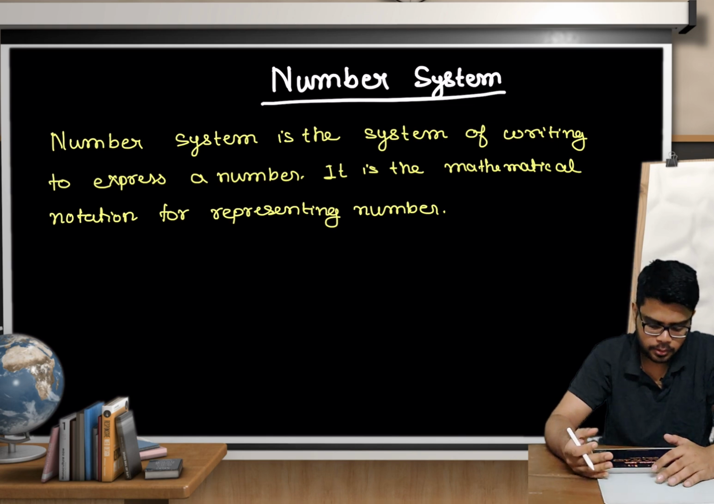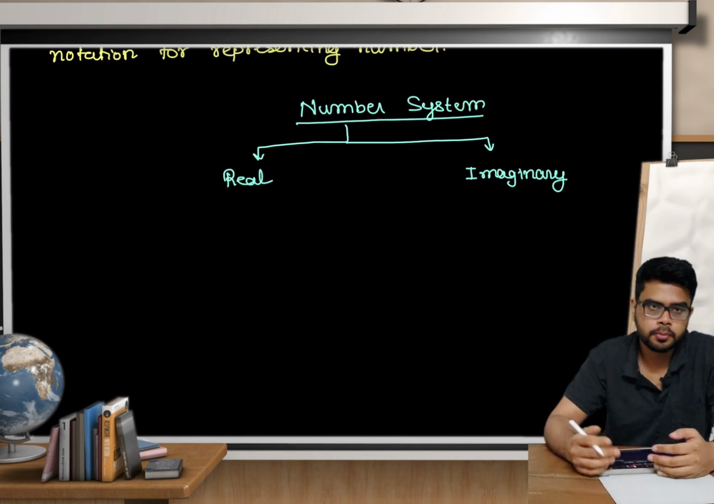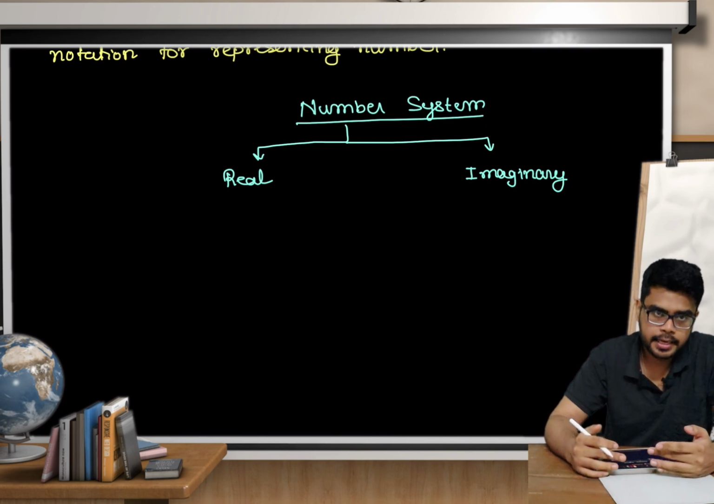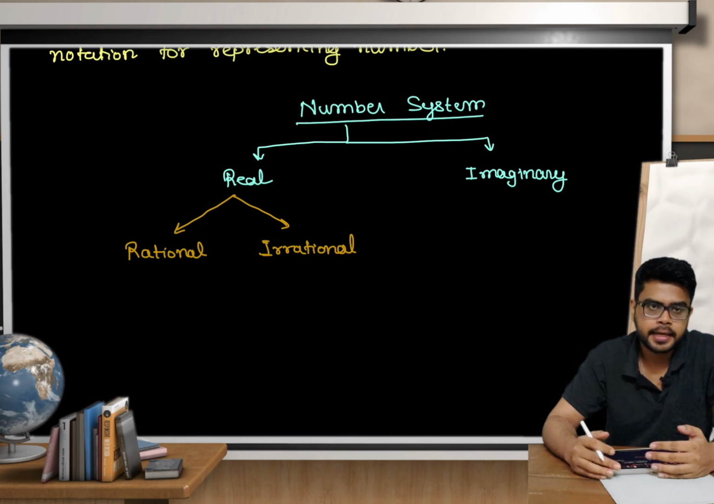So let's see what is written here. Number system is the system of writing to express numbers. It is the mathematical notation for representing numbers. So if I have to say what are the types of number system, basically number system is broadly divided into two types. One is real number and another one is imaginary number. Again, real number is further divided into two types. One is rational number and another one is irrational number.